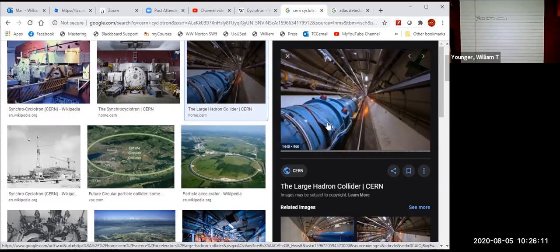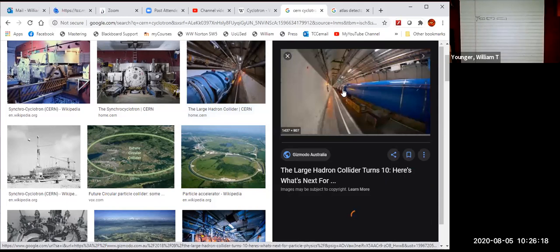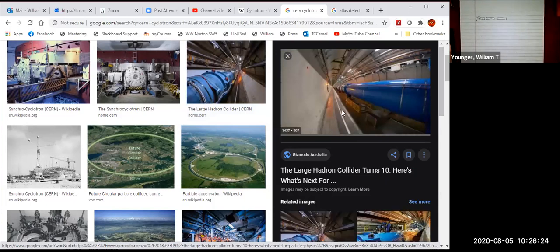This is another picture of the Large Hadron Collider right here. And you can walk by this if you really wanted to. The problem is when the accelerator is running, you don't want to walk by that because you've got charged particles putting off tons of radiation. And in fact, if you go anywhere near it, you're supposed to be wearing a radiation badge.